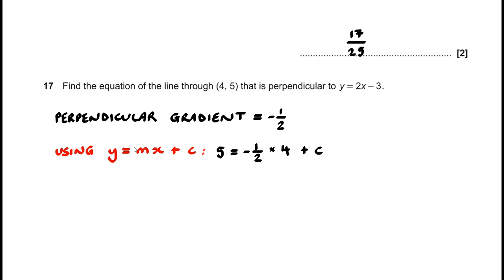So I've got this equation here. And if I solve for c, 5 equals minus 2 plus c, so c is 7. Now that I know what c is, I know what m is. The general equation of the line, I've got y equals minus a half x plus 7.